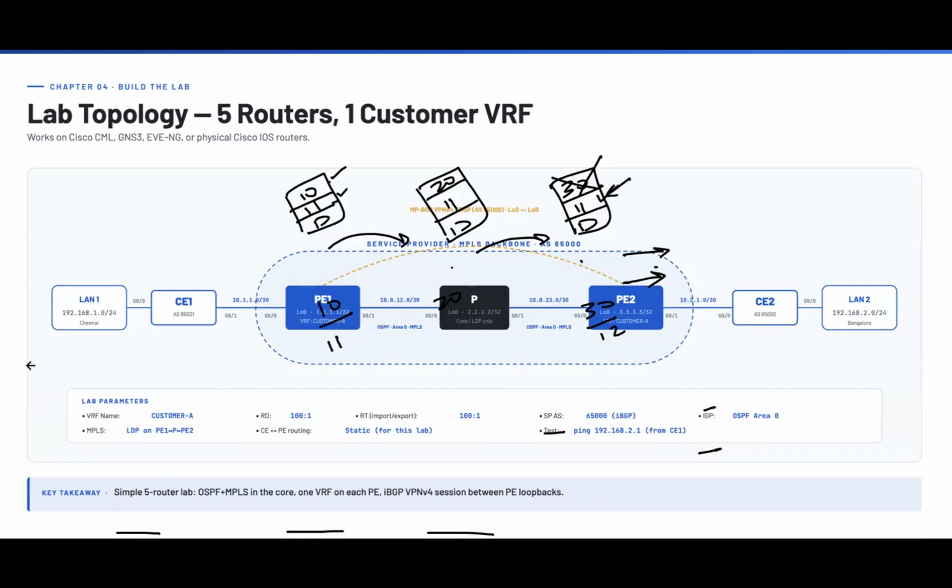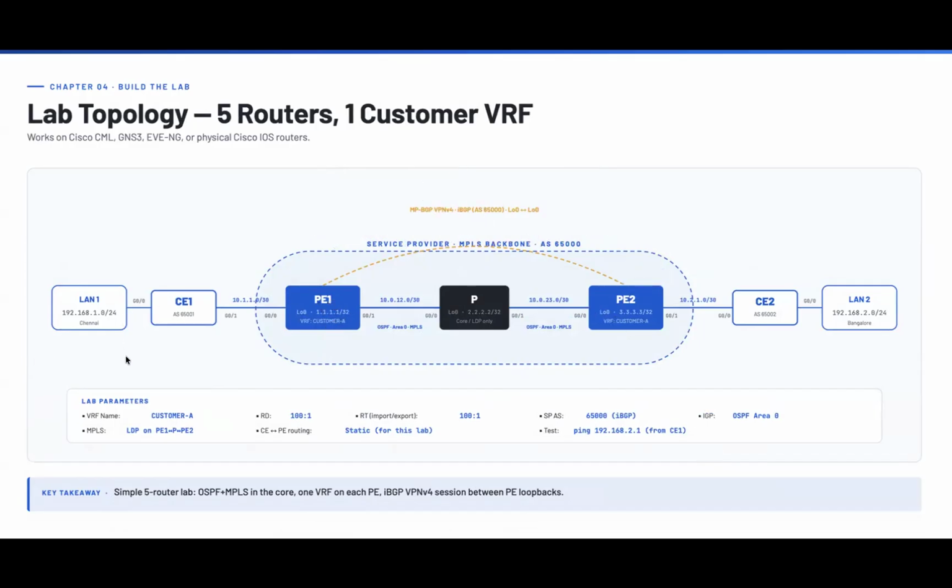Now we're going to go with the lab topology. Here you can see I have the same customer here. The route distinguisher I'm using is 100:1. Normally the first 100 is your AS number, and mostly we use that. The route target is also the same.